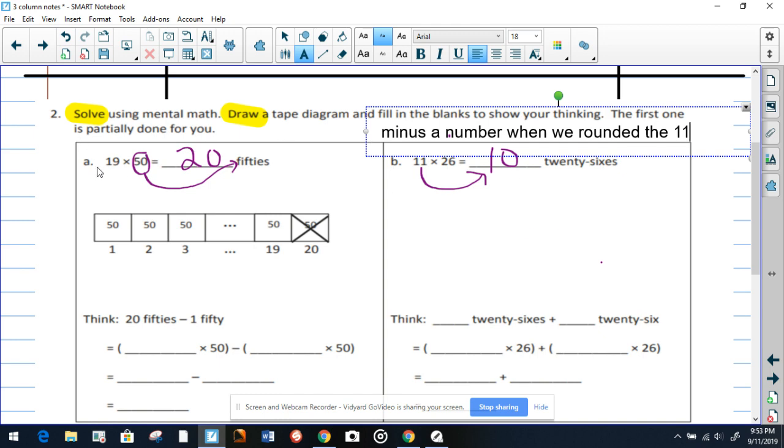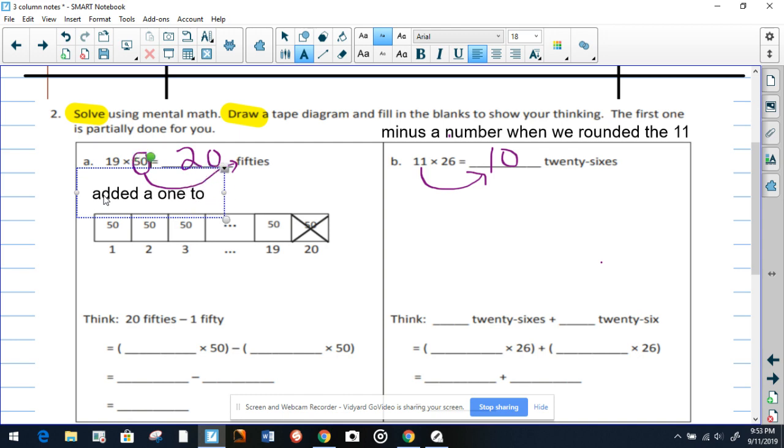Now for this one on the left, if you look at this, the 19 was rounded to 20. Let me give you the information as well. So this one, we added a 1 to 19 to round it to 20. Okay, so that's what happened on this side, on this left side.